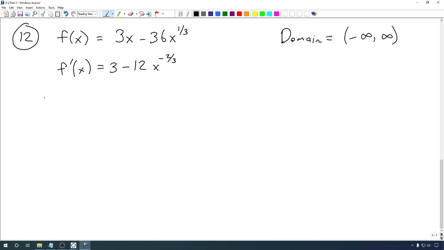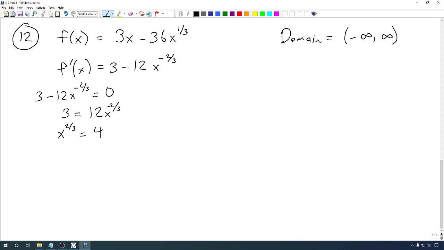If we set this equal to 0, essentially we move the 12 times x to the negative 2/3 over to one side. I am now going to divide everything by 3 and multiply by x to the 2/3. That's going to make it x to the 2/3 over here, and it's going to give us a 4 here, because we divide that 12 by that 3. But at least we don't have any negative exponents now.